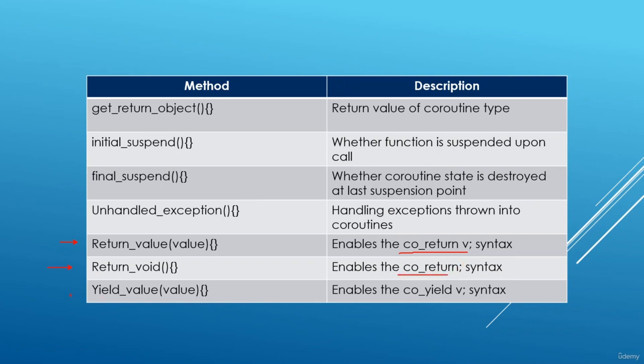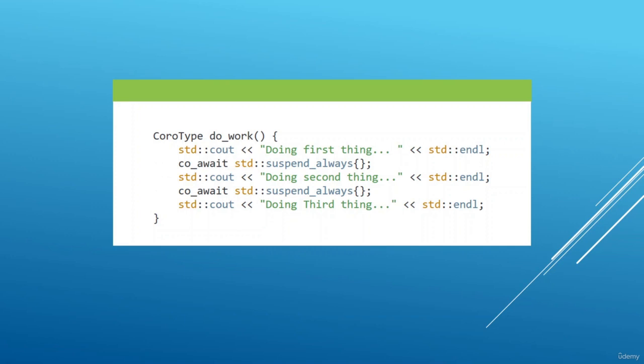We can also set up a yield value method, which is going to enable the co-yield operator. And if we call the co-yield operator, the yield value method from our promise type is going to be called. And if this is not making any sense, bear with me. I am going to do a bunch of examples. We're going to see code running, and hopefully you're going to understand how all this comes together. Now, once we have all these pieces in place, we will be able to set up our own coroutine type, and we will be able to use it with our co-await operator, and everything is going to work.